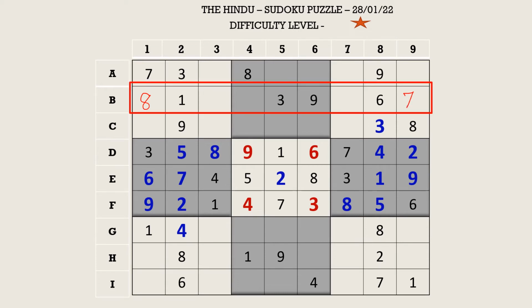Now let's try to fill row B. There is a 4 in column 3 which blocks this cell. There is a 4 in column 4 which blocks this cell. So B7 takes 4. Now in the B row there are only 2 missing numbers and the numbers are 2 and 5. There is a 5 in column 4 which blocks this cell. So B3 takes 5 and B4 takes 2.